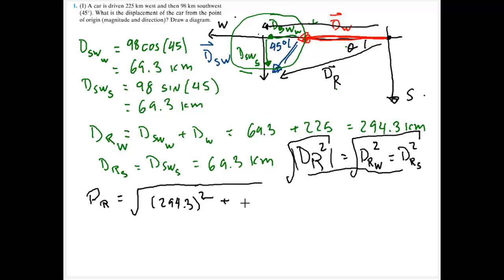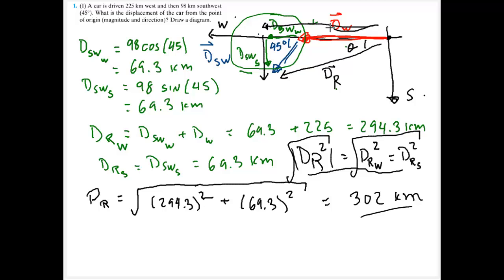And then d resultant in the southerly direction, 69.3. That's also going to be squared. So we're going to be left with 302 kilometers. Now that's only part of the puzzle. We also want the angle.